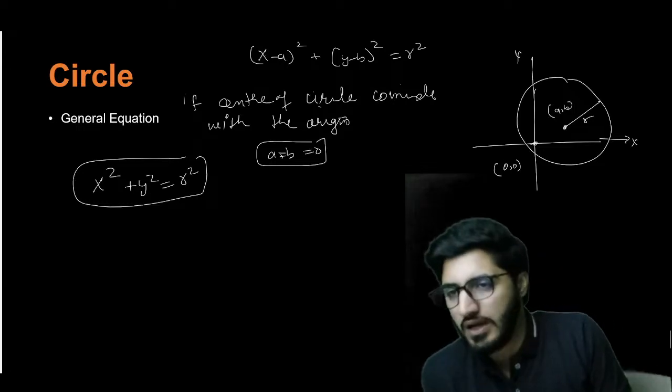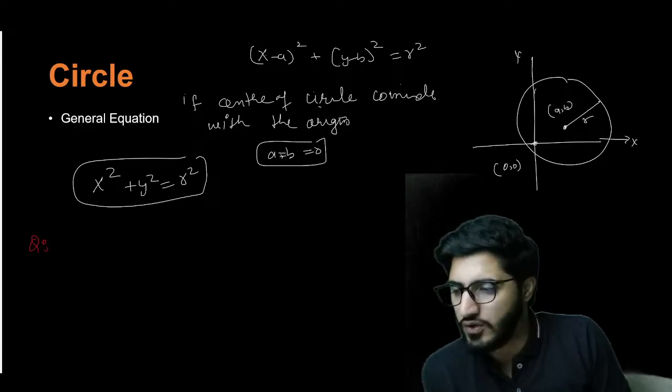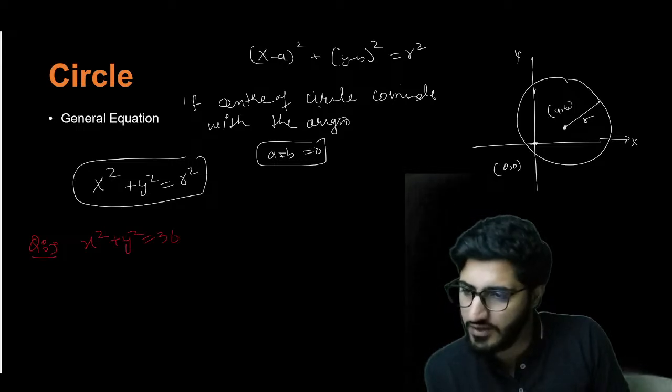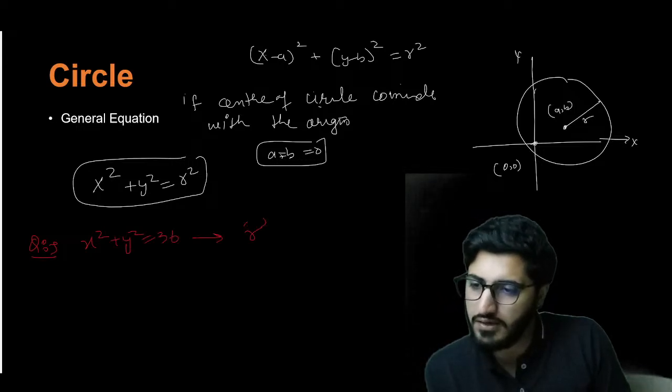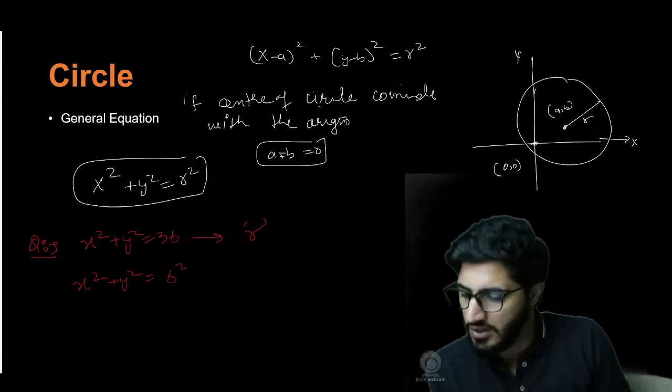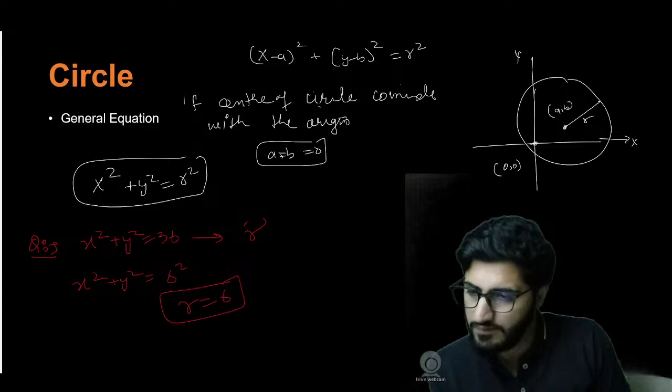Perfectly. Let's suppose my question is like this. You will get an easy question from it, right? If my question is x square plus y square equals 36, so what would be my r? Simple. It is x square plus y square equals to 6 square. So my r came out to be 6.